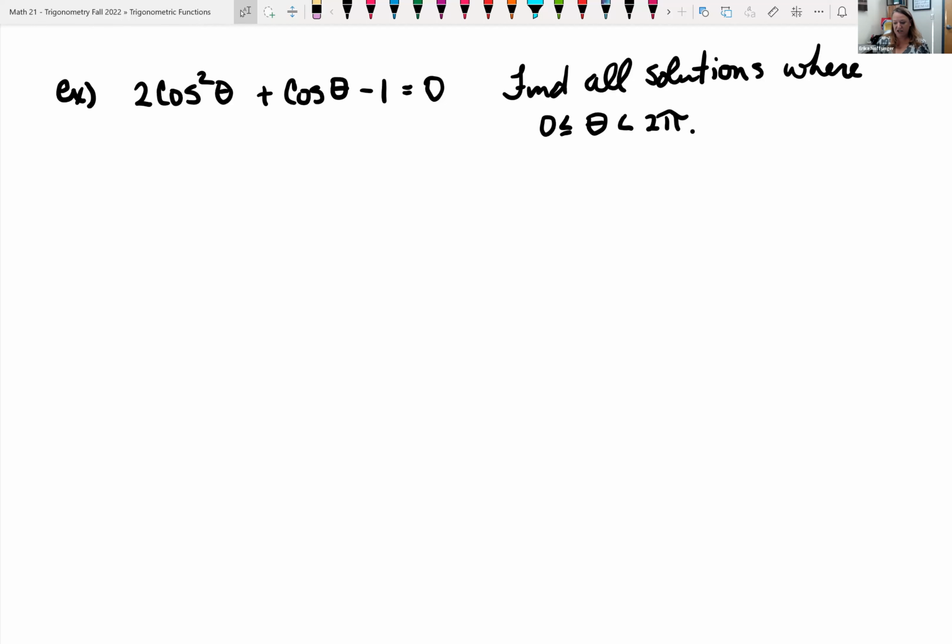So our next equation that is now in front of us is 2 cosine squared theta plus cosine theta minus 1 equals 0. And we're trying to find all the solutions again between 0 and 2 pi. So looking at this, I noticed this is a quadratic equation. So again, we go about solving quadratic equations and linear equations differently.